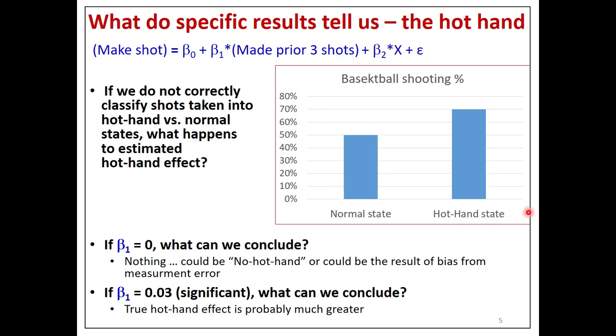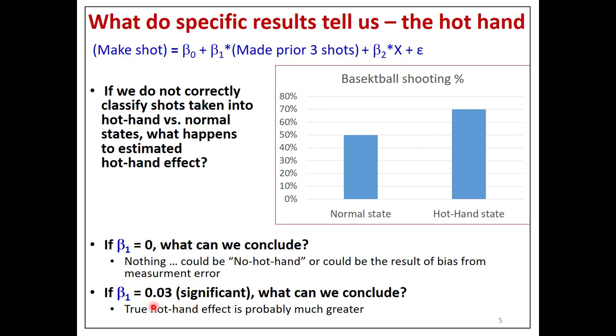Back a couple slides, if you remember, this is that key X variable not representing well the concept you're trying to capture. So if we get an estimated beta 1 here of 0, what can we conclude? Well, it's possible that it means there's no hot hand effect, but it's also possible that measurement error is driving this estimate towards 0, that we're really misclassifying many people.